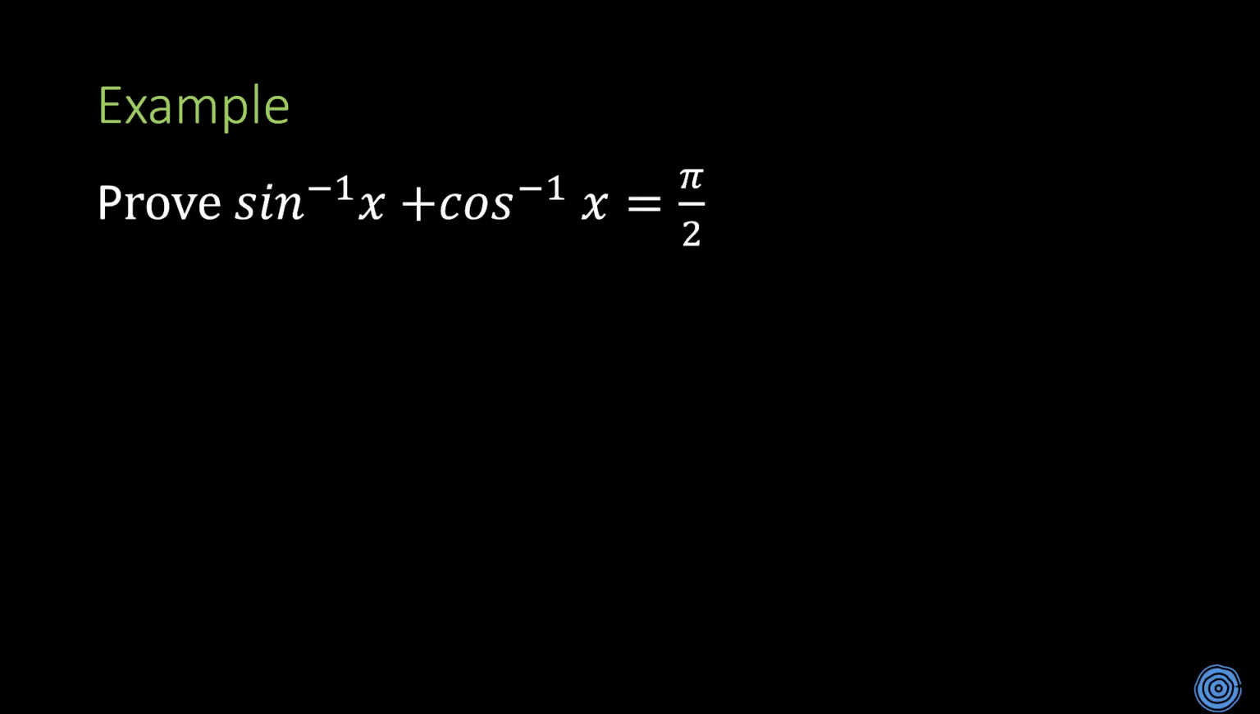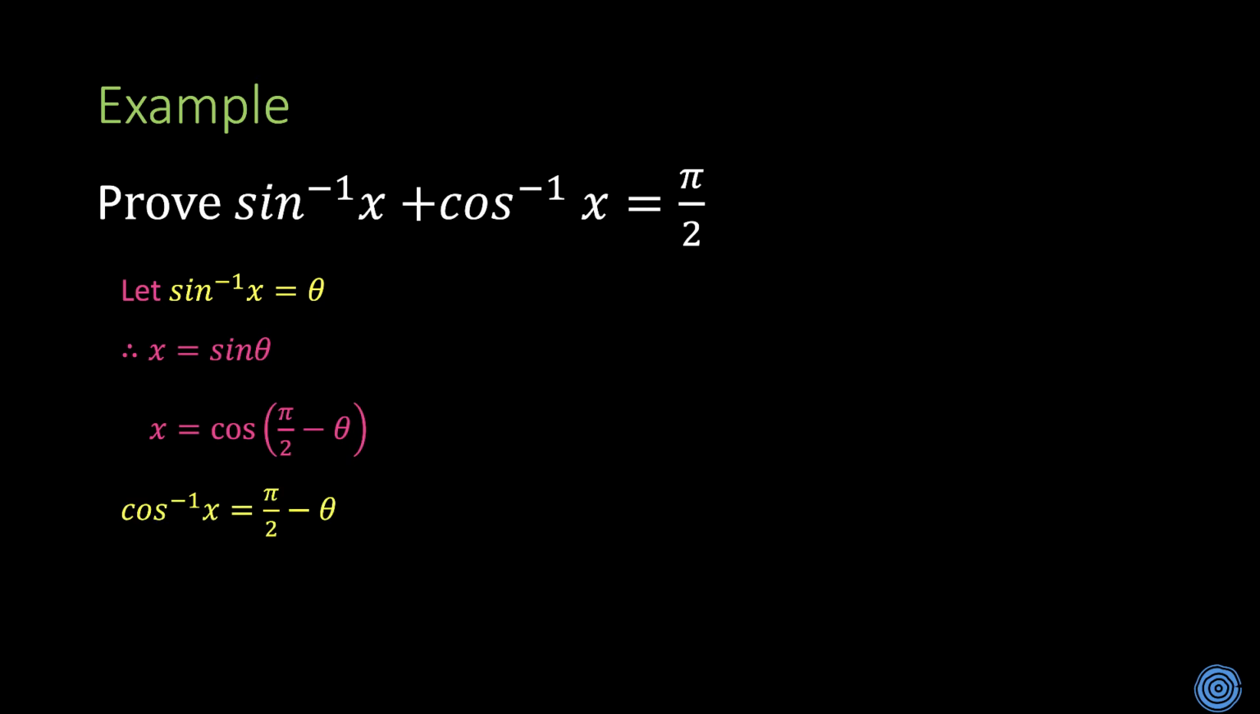In the next example, we're going to try and prove that the inverse of sine x plus the inverse of cos x is equal to pi on 2. So let the inverse of sine x equal theta. And from that, we can establish that x is equal to sine theta. And then from complementary angles, we can deduce that sine theta is the same as cos of pi on 2 minus theta. And then to get pi on 2 minus theta on its own, I'll be left with cos inverse x is equal to pi on 2 minus theta.